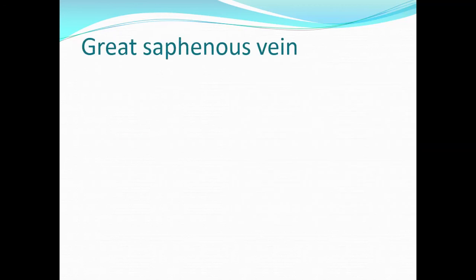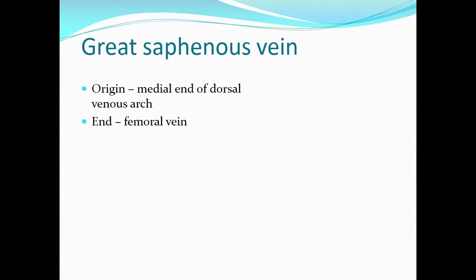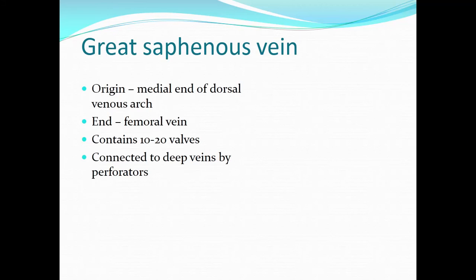Now the great saphenous vein. Great saphenous vein is the longest and largest vein of the body and takes origin from the medial end of dorsal venous arch and ends in the femoral vein. It contains 10 to 20 valves and is connected to deep veins by perforators, and dilatation of these veins is known as varicose vein.